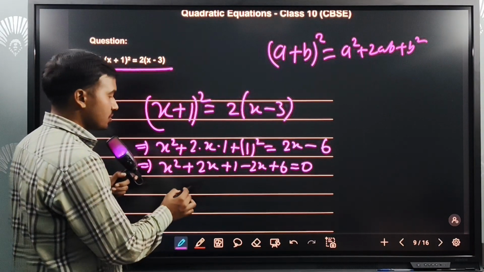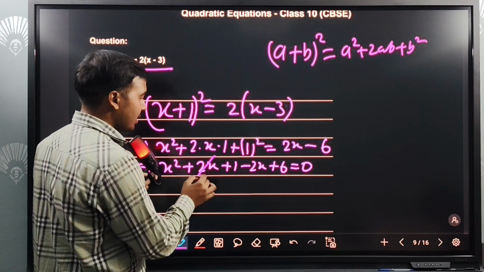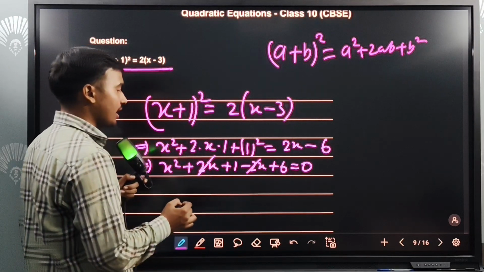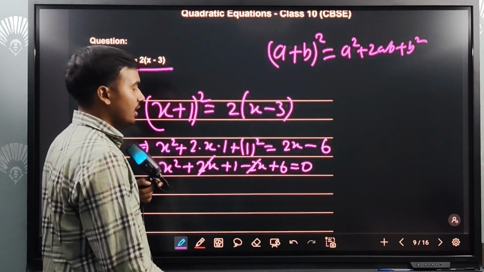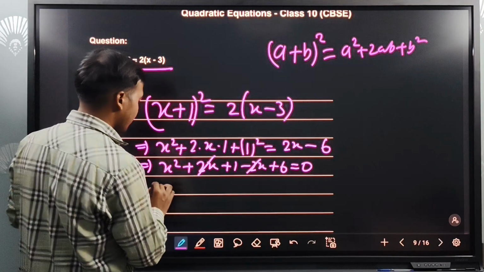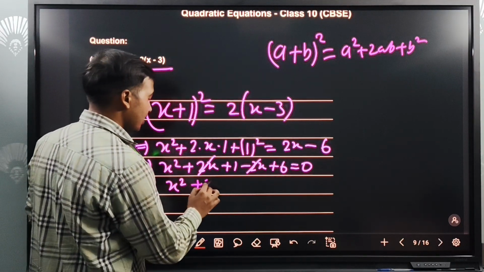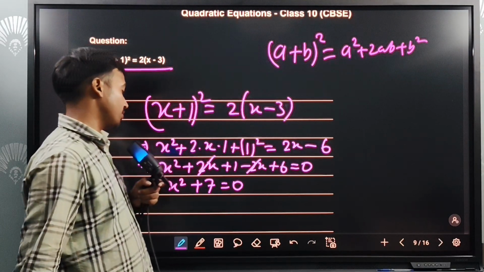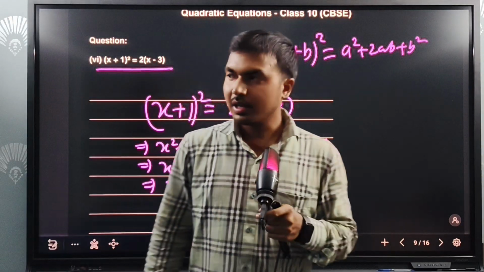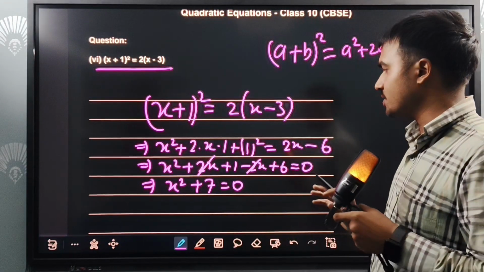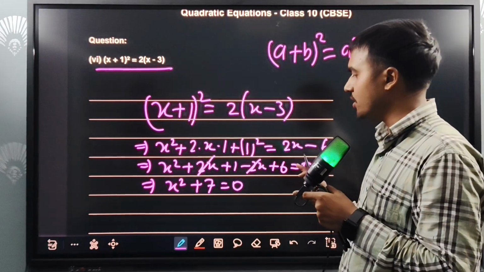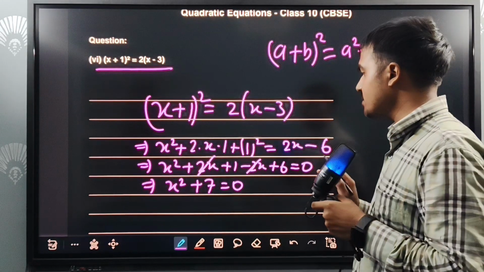Now solve the like terms. Here we can see that 2x and minus 2x are like terms, one is positive and another is negative, so they cancel, and 6 plus 1 you will get 7. So here we can write it as x square plus 7 is equal to 0. Here the condition is satisfied, if you observe carefully.